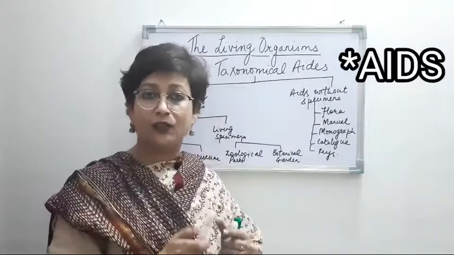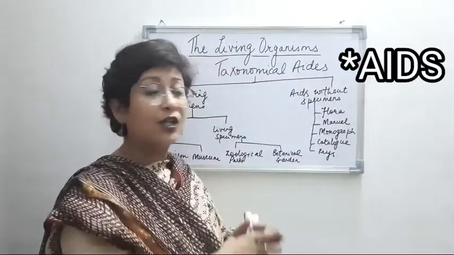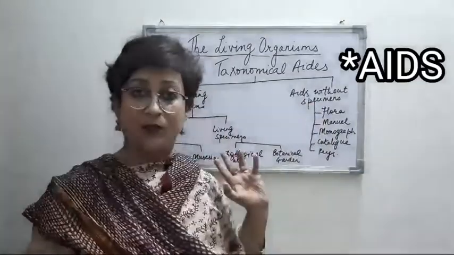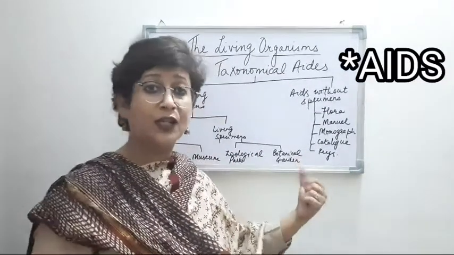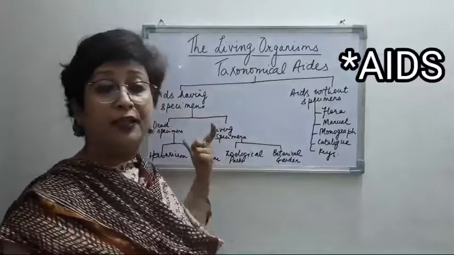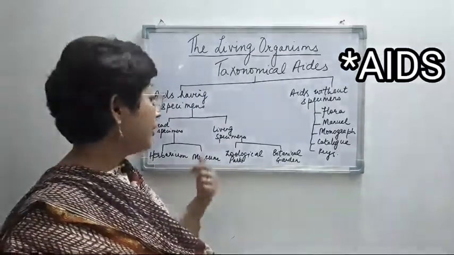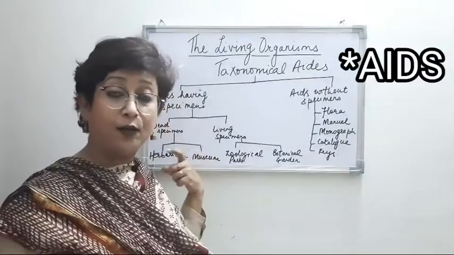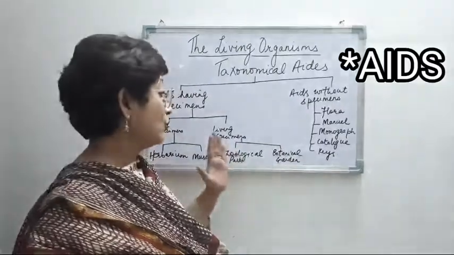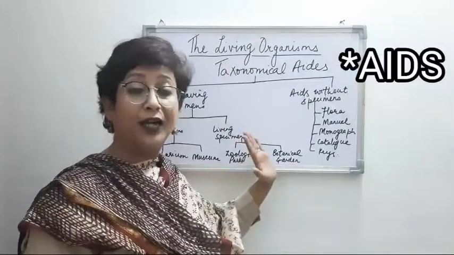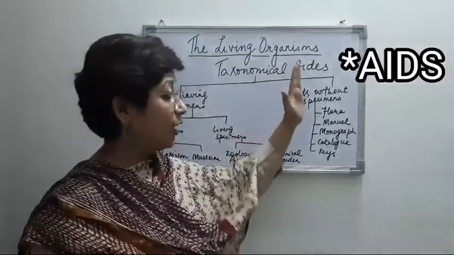Right, so what are these taxonomical aids? These contain either the specimens or some data regarding the specimens. Right, so those aids which contain the specimens, they are divided into aids containing dead specimens, that is herbarium or the museum. The specimens are there in both. And aids containing living specimens, that is the zoological parks, that is the zoo, and the botanical garden where plants are grown.